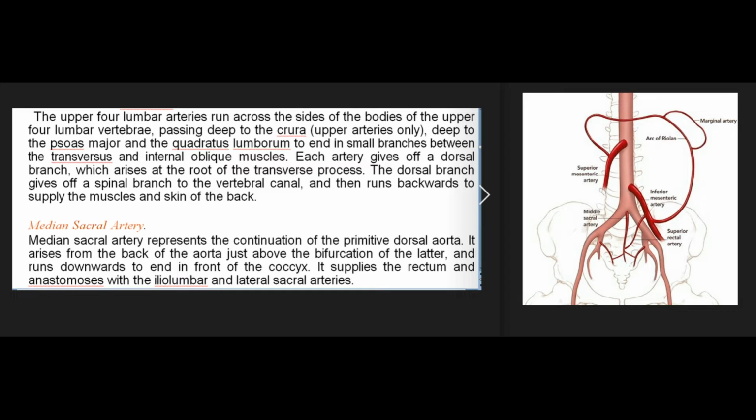Each artery gives off a dorsal branch, which arises at the root of the transverse process. The dorsal branch gives off a spinal branch to the vertebral canal, and then runs backwards to supply the muscles and skin of the back.